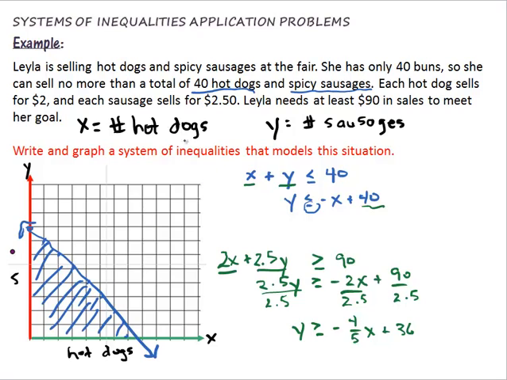Okay. Now let's graph the other one. The y-intercept is 36, so 5, 10, 15, 20, 25, 30, 35, 36. So it's going to be right there. And the slope is negative 4/5, so down 4 over 5. So down 1, 2, 3, 4 over 1, 2, 3, 4, 5. These lines are pretty close to each other. Now it's going to be a solid line also, and it's greater than that, so I'm going to shade up here.